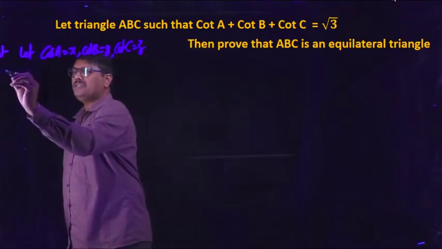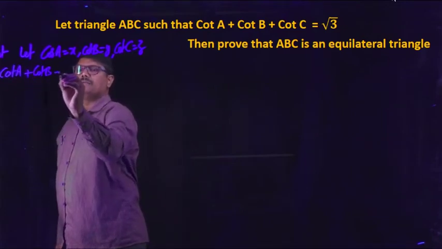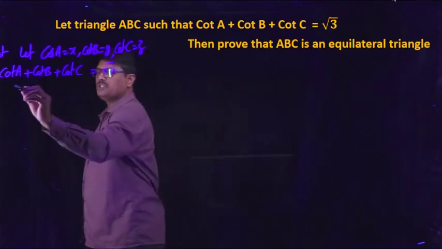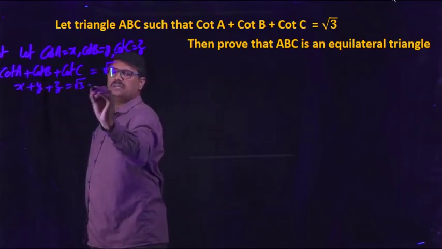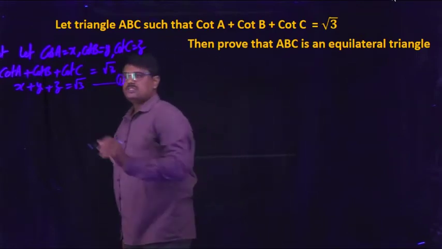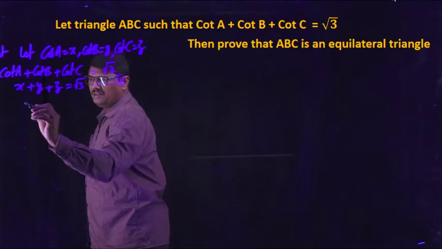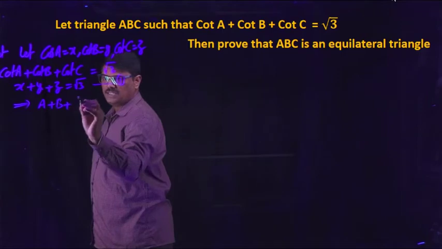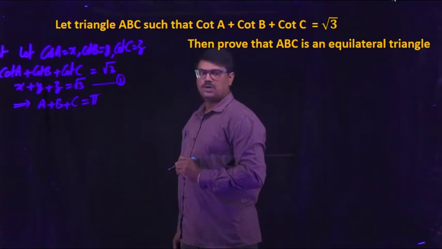So one condition they have given is cot A plus cot B plus cot C, which is given as root 3. Substituting x, y, z here, x plus y plus z is root 3. Name this as equation 1. Now, since ABC forms a triangle, you have A plus B plus C is equal to 180 degrees. That is pi. A plus B plus C is equal to pi.